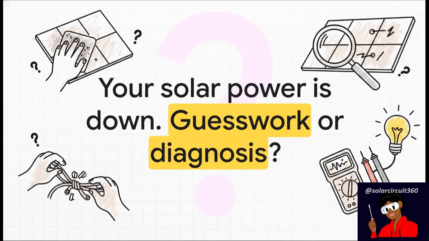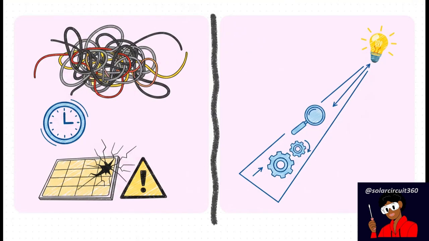Okay, so you're faced with this low power situation. You're really at a fork in the road. You can either go down one path and just start guessing, maybe I'll clean the panels, maybe I'll just start wiggling some wires. Or you can take the other path and perform a real diagnosis. And let me tell you, the difference between those two paths, it's night and day. Guessing just leads to wasted time. You could even end up damaging your expensive equipment, and you're taking on some serious safety risks. A systematic diagnosis, on the other hand, gives you precision, efficiency, and the confidence that you're tackling the real problem.